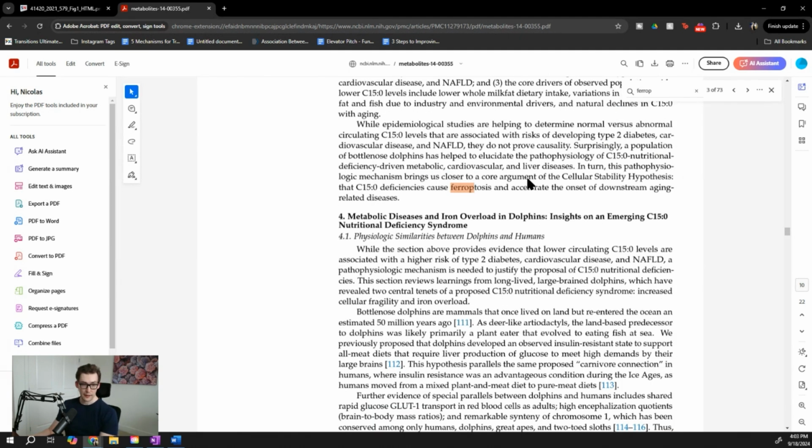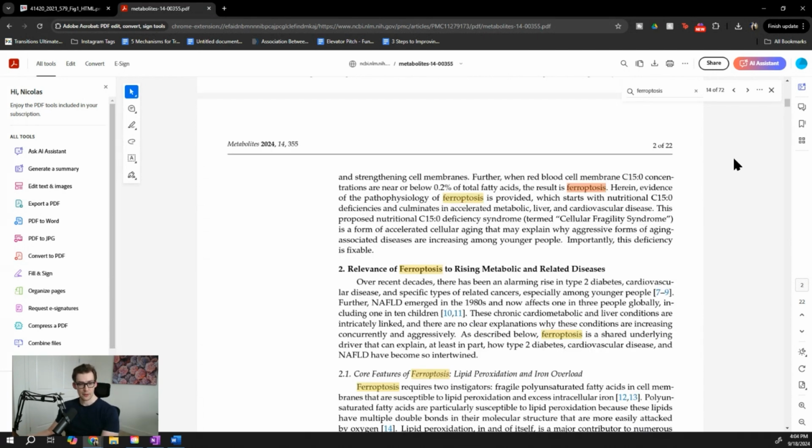So real quick right here, they said that the core argument of the cellular stability hypothesis is that C15 deficiencies cause ferroptosis and accelerate the onset of downstream aging-related diseases. So to illustrate what I was talking about in terms of providing no evidence, here's kind of their punchline statement. "Further, when red blood cell membrane C15 concentrations are near or below 0.2% of total fatty acids, the result is ferroptosis." Now, if you're looking for a reference here, it doesn't exist. And that's because, as far as I could tell, they don't have any evidence for that.